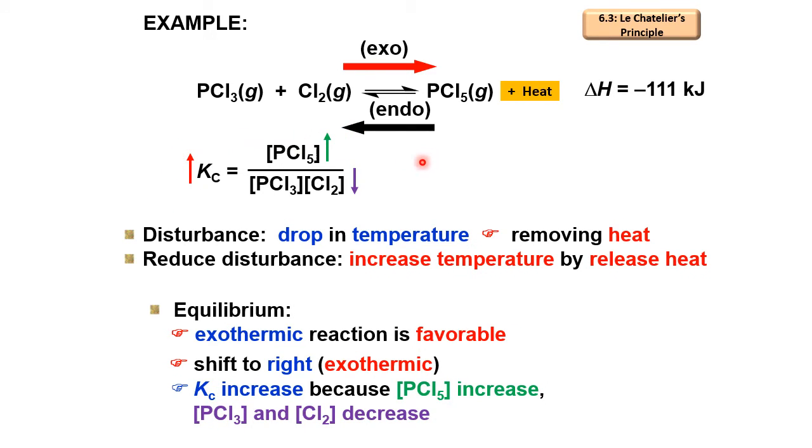If we check with this one, the disturbance is a drop in temperature, removing heat. So now the system will try to reduce the disturbance by increasing the temperature by releasing heat. Always remember, with a drop in temperature, the exothermic reaction is favorable, meaning the forward reaction is favorable. So the equilibrium position will shift to the right. When shifted to the right, the concentration of PCl5 increases, and the concentration of PCl3 and Cl2, the reactant side, will decrease. Now the Kc value is increased.